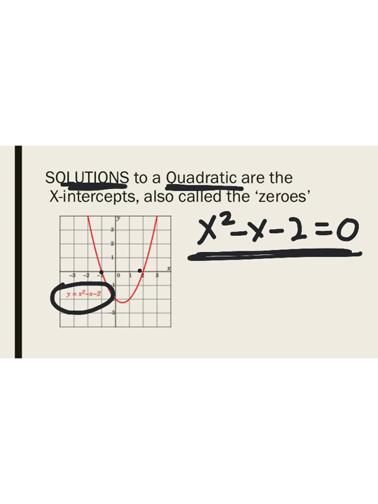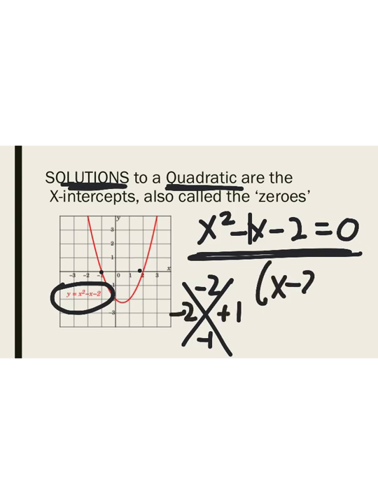And so to factor it, remember we're going to go ahead and look at the factors of -2 that add up to -1. Remember there's a little -1 right there. And that would be -2 and +1. So we end up with x minus 2 and x plus 1.